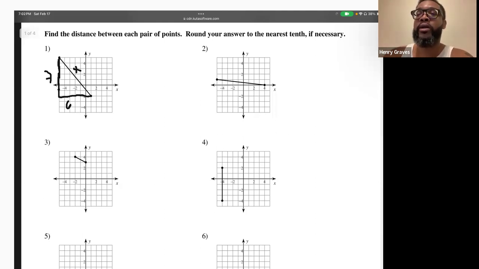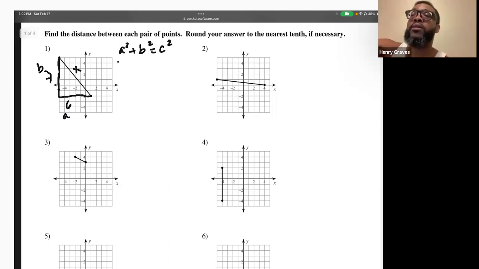So I have a squared plus b squared equals c squared, right? The formula for the Pythagorean theorem. 6 squared is going to be 49. And then b squared is going to be 7 squared, which is 49. Oh my gosh, man, what's wrong with me? I know what 6 to the second power is. It's not 49, it's 36. 7 squared is 49. All right, there we go.